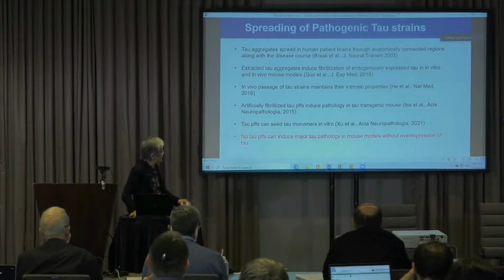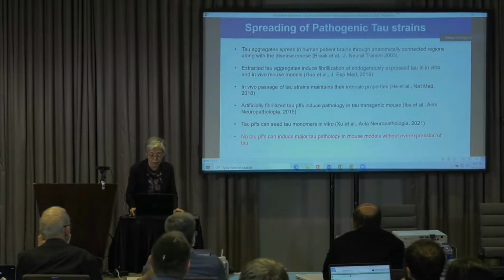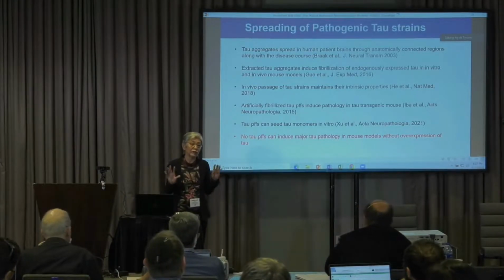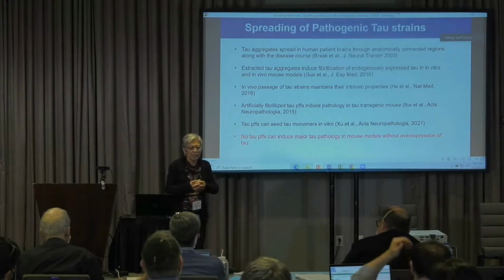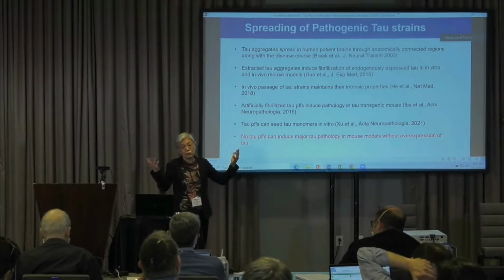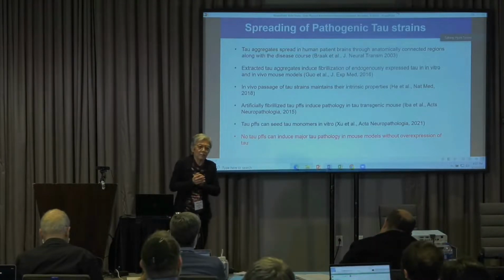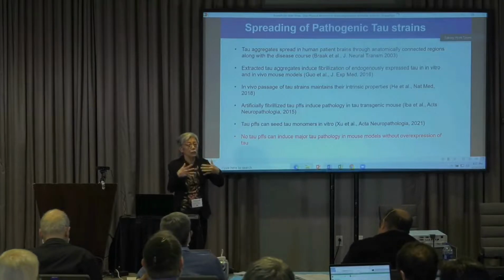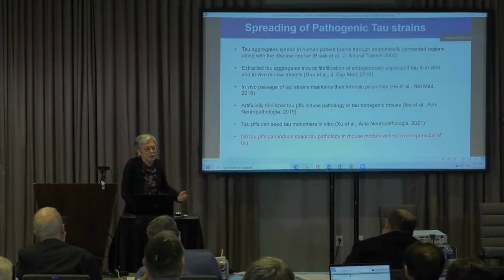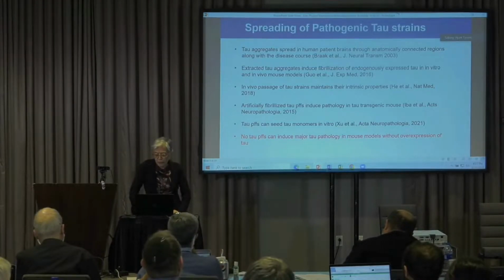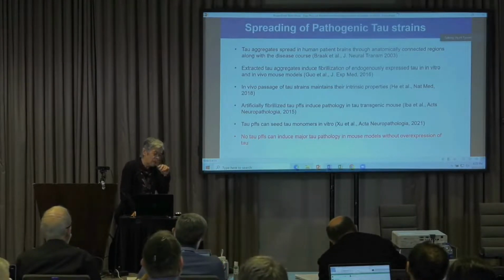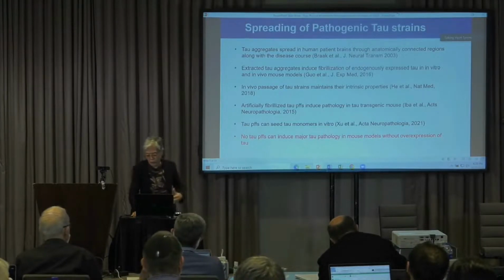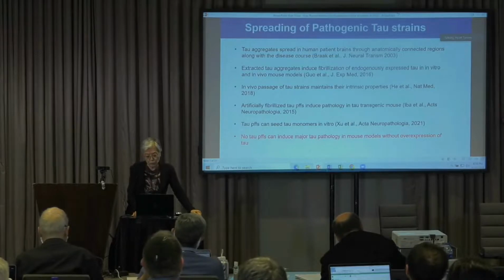But what is interesting is that no tau PFFs can induce major tau pathology in a mouse model without overexpression. In other words, what I consider the first generation of animal models, or transgenic models, is where you overexpress or put in a mutation, and you get the mouse to do what you want. But that's unnatural. In most neurodegenerative diseases, only a very small fraction, maybe triplication of alpha-synuclein or Down syndrome, really involve overexpression. By and large, the majority of neurodegenerative diseases don't have overexpressed protein. So we want to create models where we don't have to overexpress the disease protein, and we can get the pathology much like in patients.